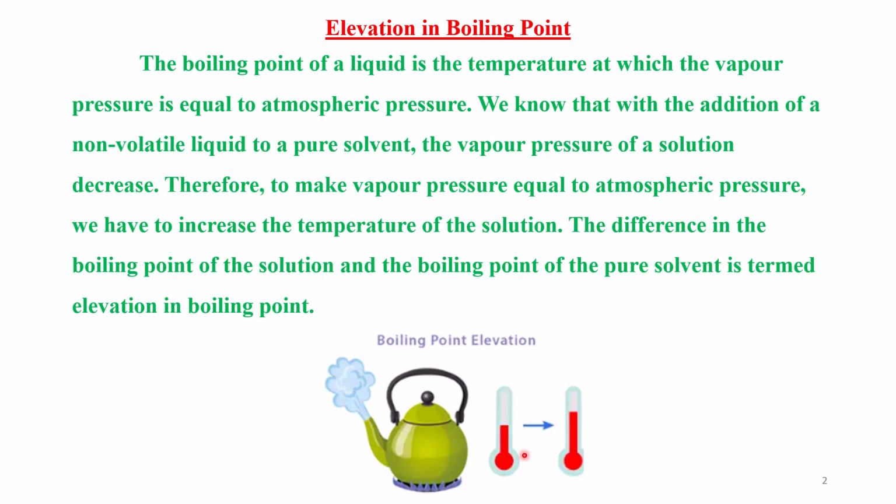If you have a pure solvent in a beaker, we add a non-volatile substance or solute to the pure solvent. What was done in the previous video? We saw that there is a relative lowering of vapor pressure. This lowering of vapor pressure causes an increase in boiling point. So there is an increase in temperature of the solution, and the boiling point of the solution increases. So it causes the elevation in boiling point.